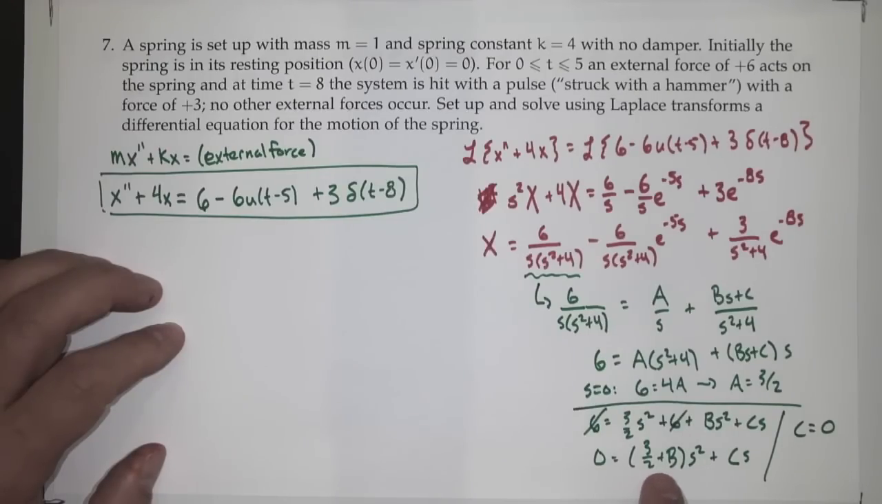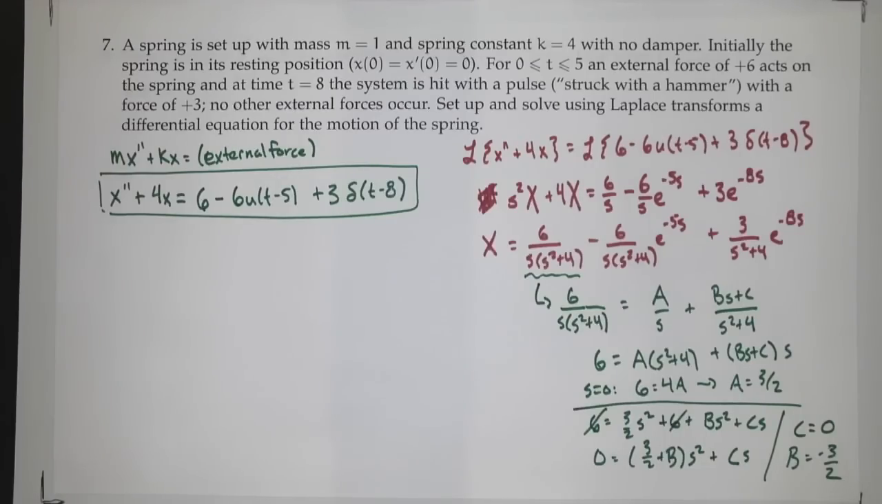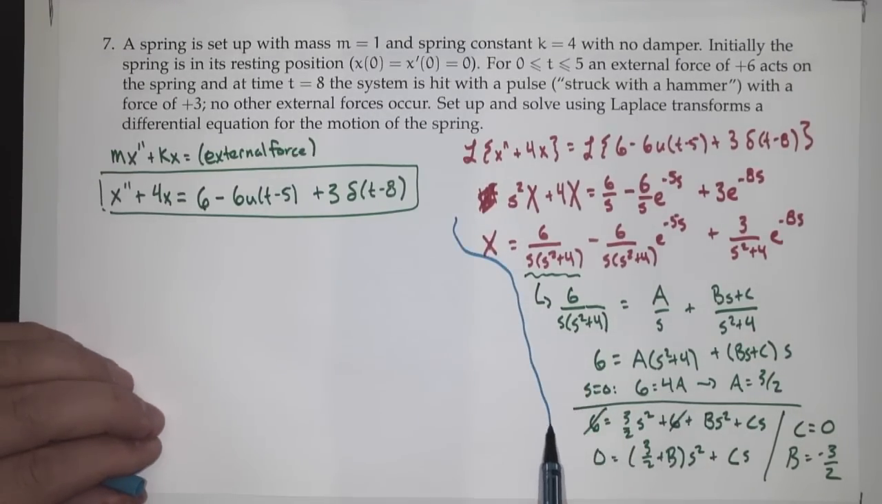Coefficient for s squared. Well, left hand, it's 0. Right hand, it's 3/2 plus b. So b should be negative 3/2. So we've solved for our coefficients. So we can now update.